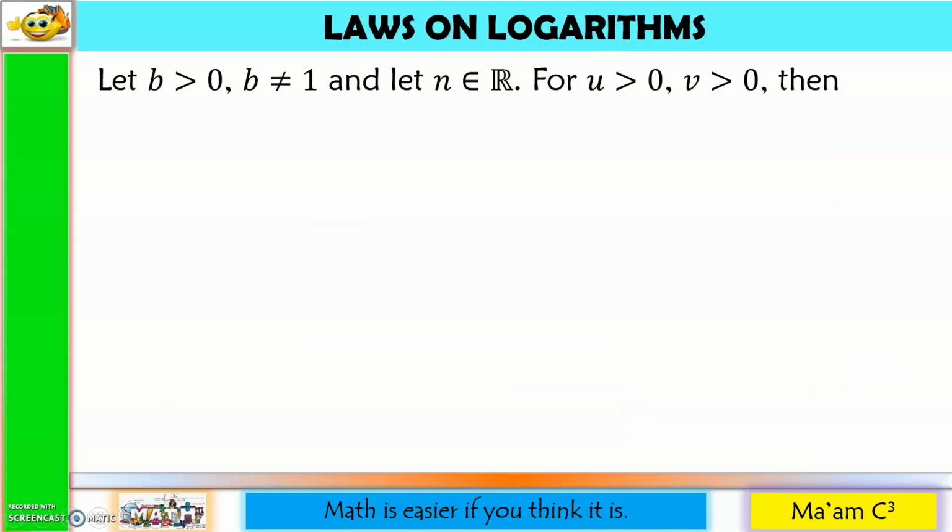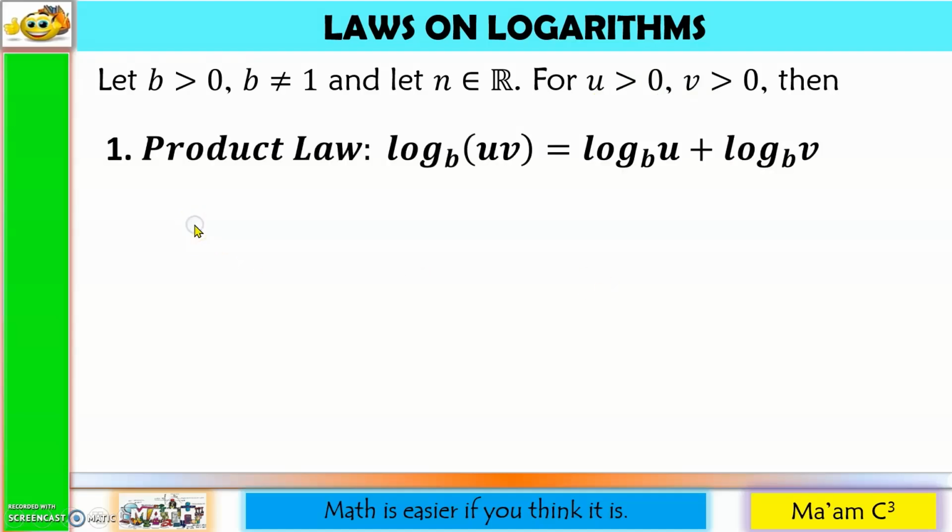Now, let us have laws on logarithms. So, let b be greater than 0 but not equal to 1. And let n be an element of real number. u and v are both greater than 0. Then, law number 1, the product law, the logarithm of u times v to the base b is equal to the logarithm of u to the base b plus the logarithm of v to the base b.